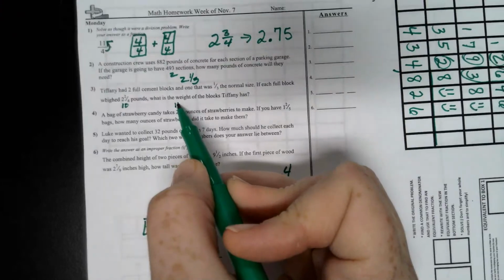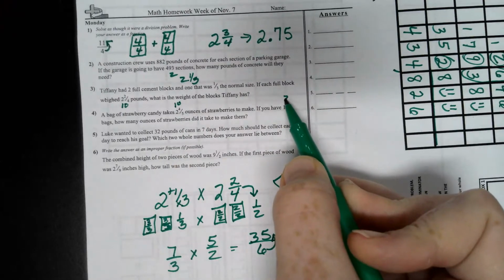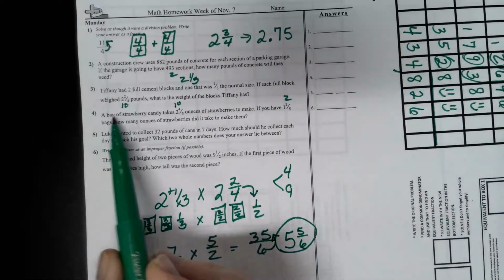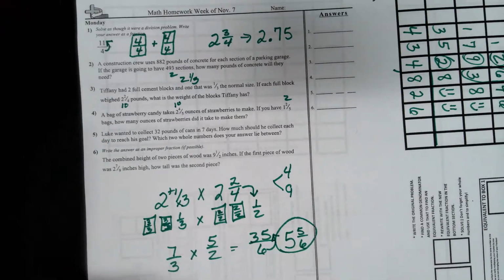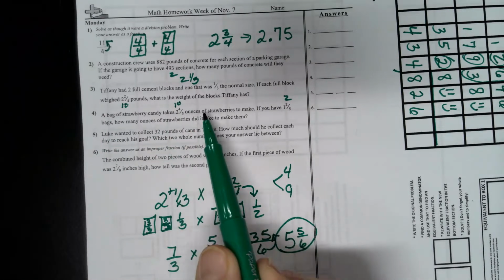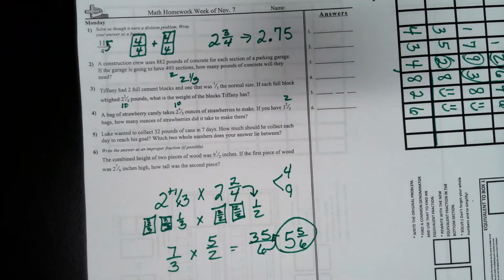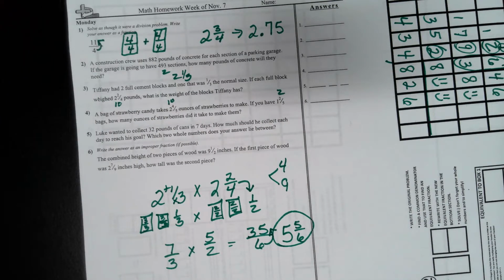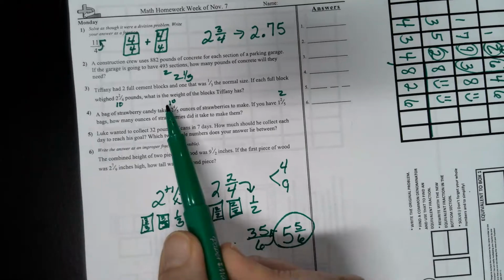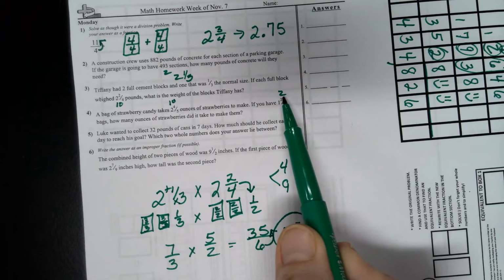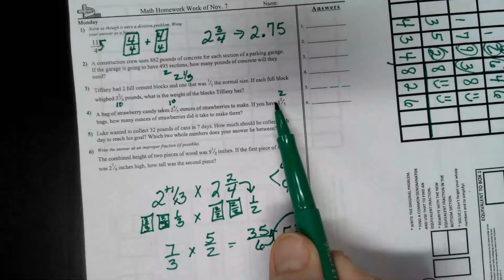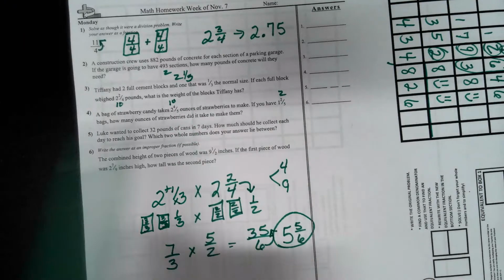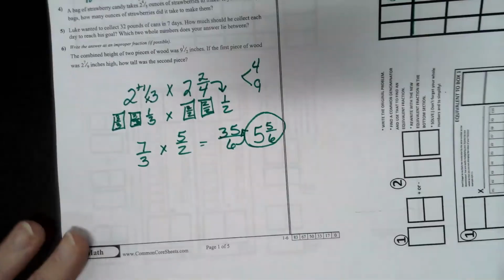So 10 here, where it's the larger one, 2 here. And then reread it. A bag of strawberry candy. So 1 bag of strawberry candy takes 10 ounces of strawberries to make. If I have 2 bags, how many ounces of strawberries did it take to make them? So 1 bag takes 10. If I want to make 2 bags, what would I need? 20. Think about 10 and 2. What did you do to 10 and 2 to get 20? We multiplied again.